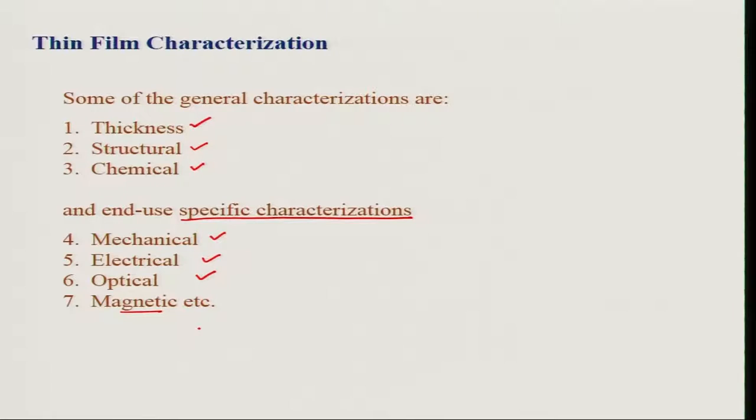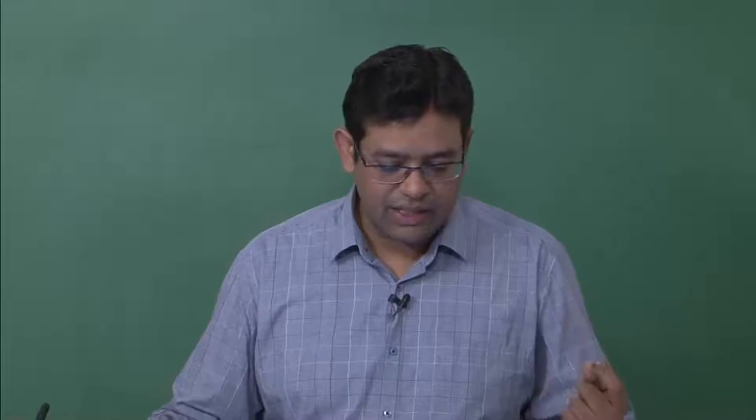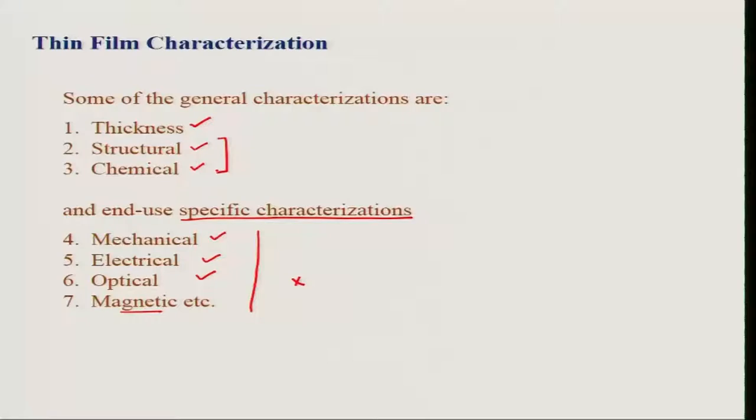In this lecture, we will not discuss these because these are very specific to the type of film and the end use application, and it can be tailored. We will also not discuss structural and chemical characterization, because there are various techniques which are similar to what you use for bulk material, like XRD, SEM, TEM, etc. Within this you can also do chemical analysis of the thin film, like XPS, Auger electron spectroscopy, AES. We are not going to discuss these techniques because these are similar to what you use for any material characterization. We are mainly interested in thickness.